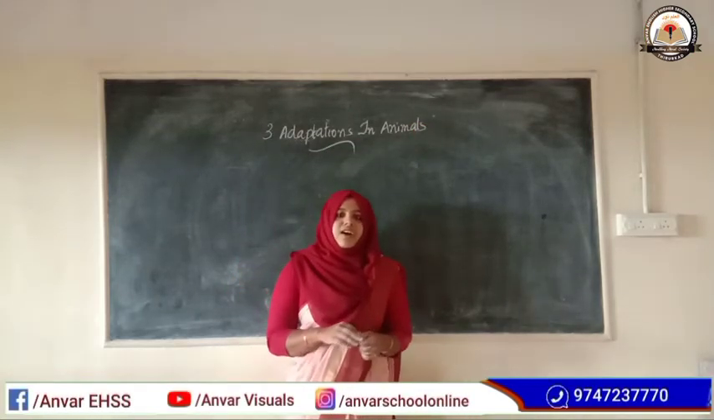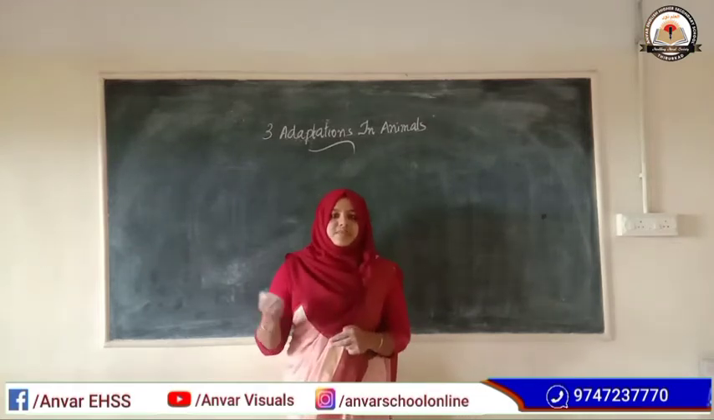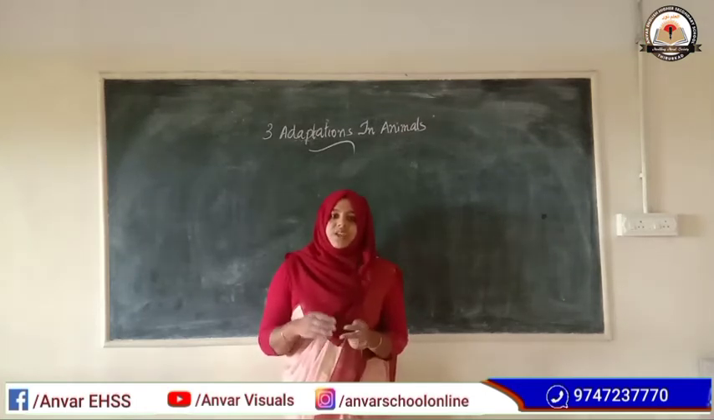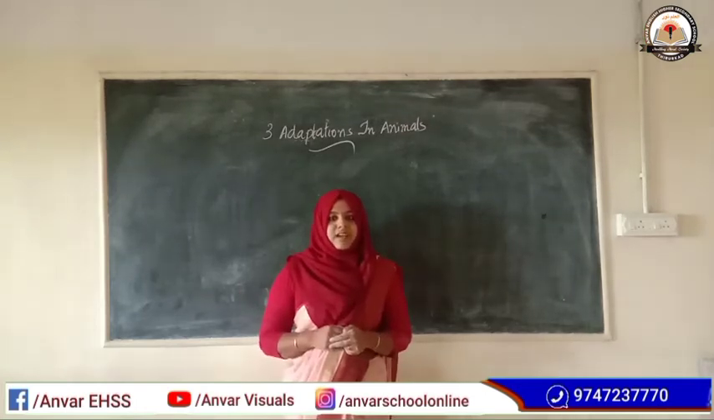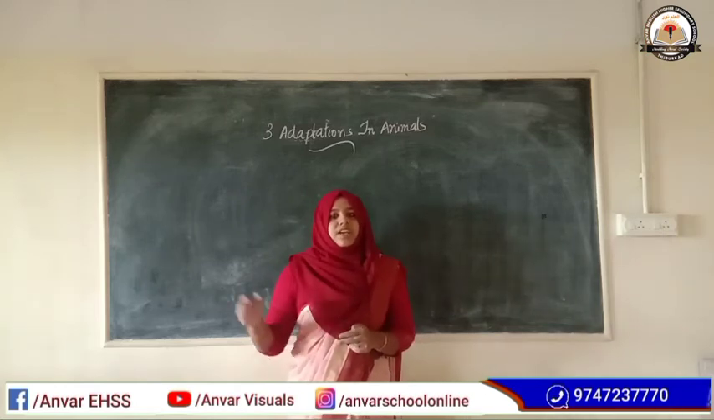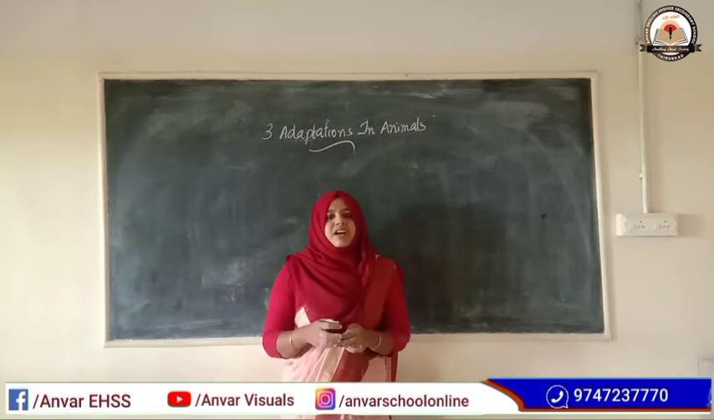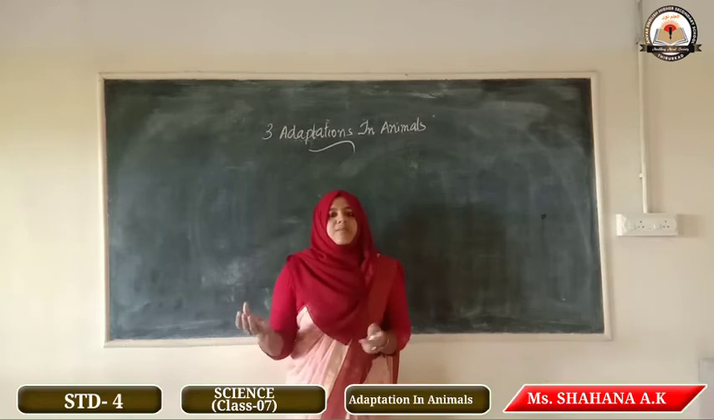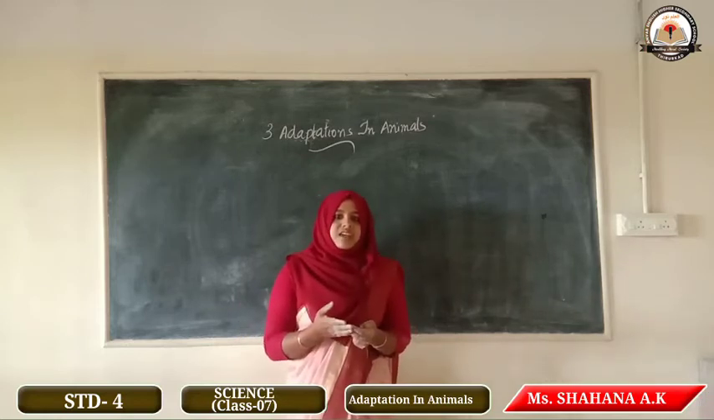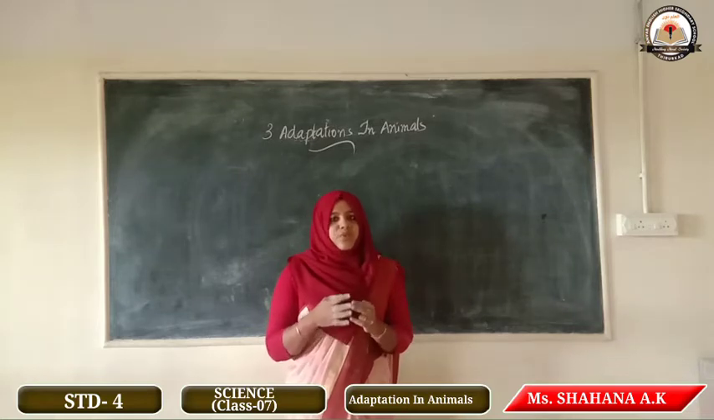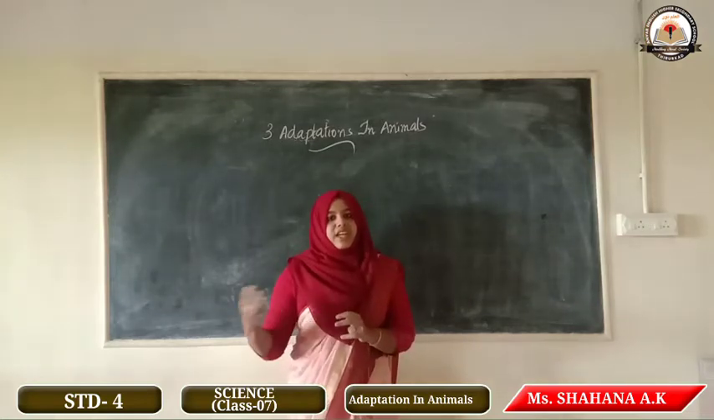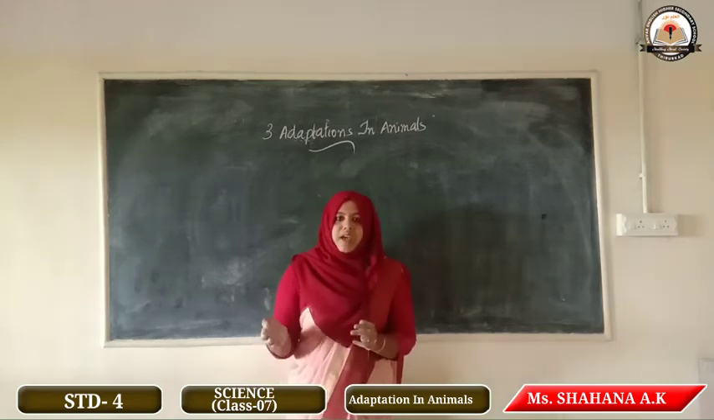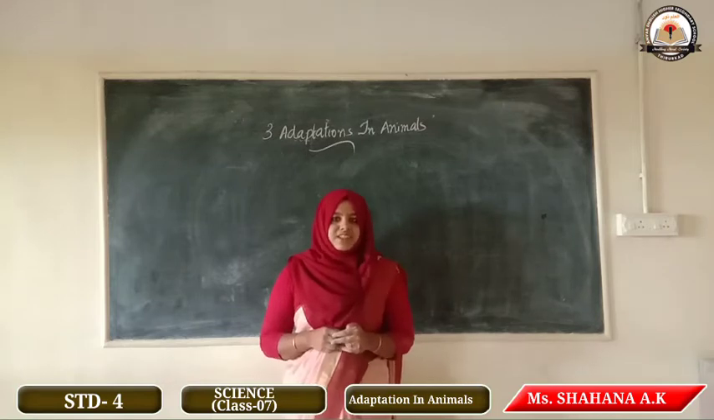In our last chapter, we studied about different adaptations in plants, isn't it? In this chapter, we are going to study about different specialities or adaptations in animals. We know that there are different types of animals around us. Some animals live on land, some in water, some in desert areas, some in cold regions, and some live in mountains. Different animals live in different areas, and they have different specialities according to the habitat where they live, isn't it?